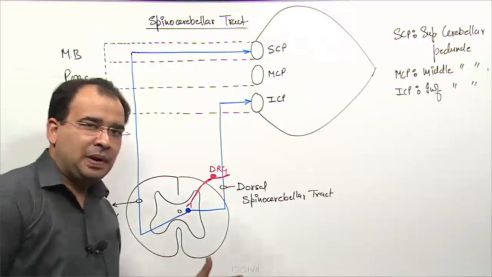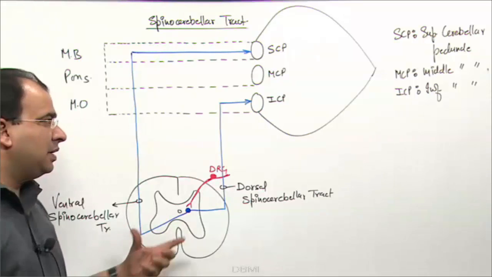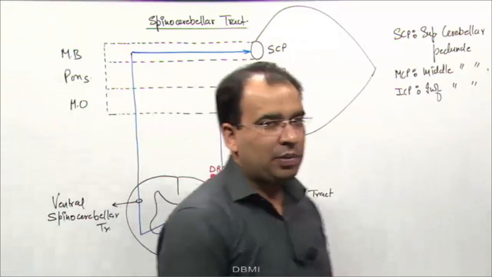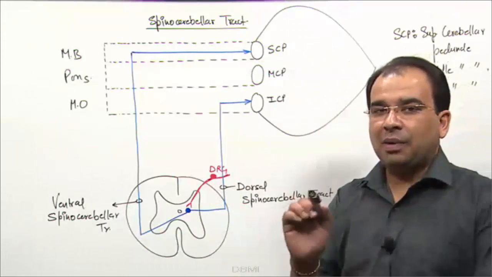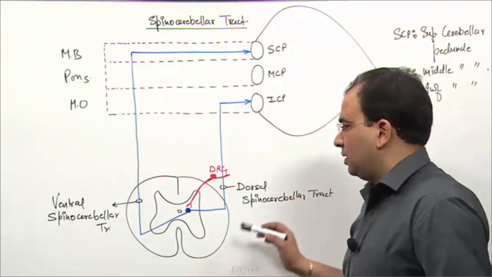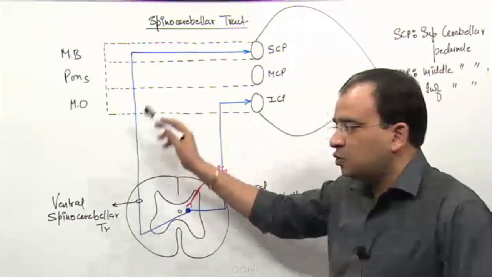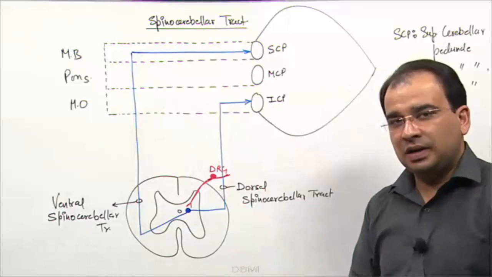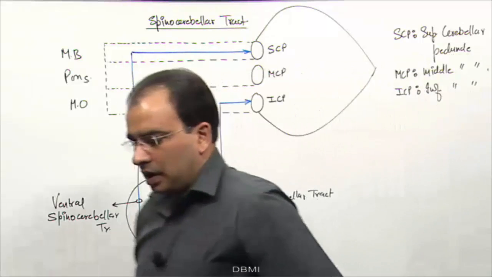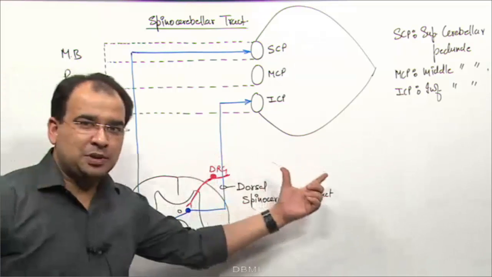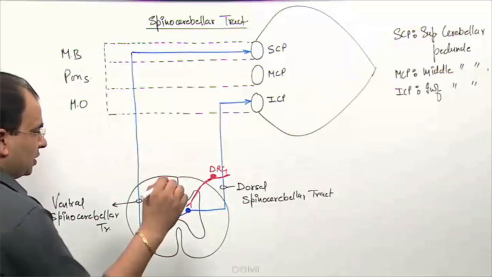Now maybe to your surprise, the dorsal and ventral spinocerebellar tracts are carrying the unconscious proprioception from the body, except the upper limb. The upper limb will not give off its unconscious proprioception through the dorsal or the ventral. There is a different arrangement for the upper limb unconscious proprioception. So let us see what that arrangement is. Unconscious proprioception from the upper limb. Now look at this first.